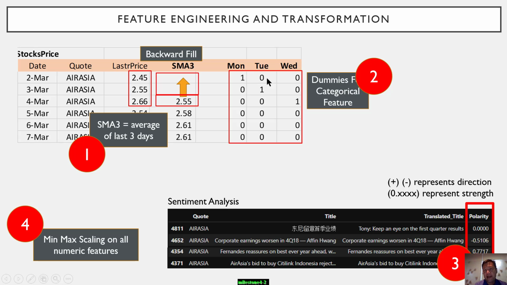The weekday, Monday to Friday, we're going to convert into binary dummies, 1 being that particular day, 0 being not that particular day, right? So that is an additional 5 features there.